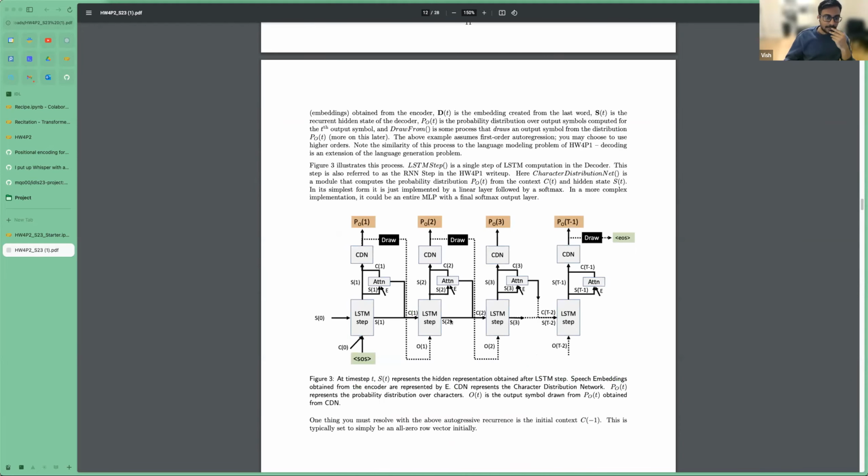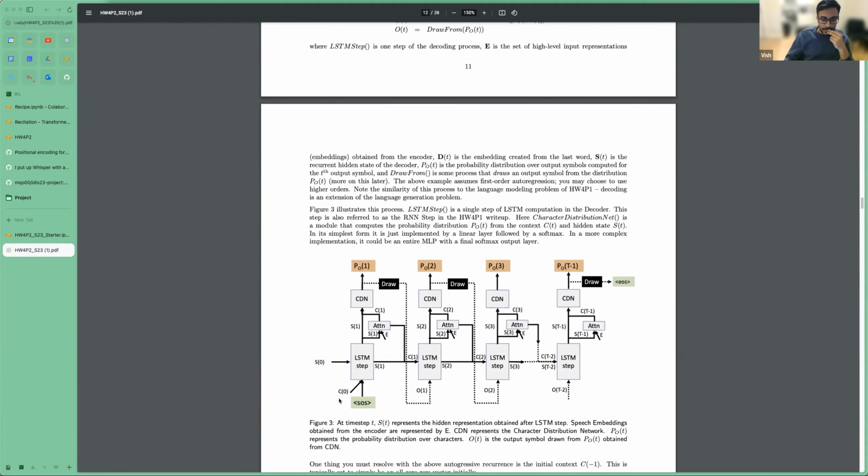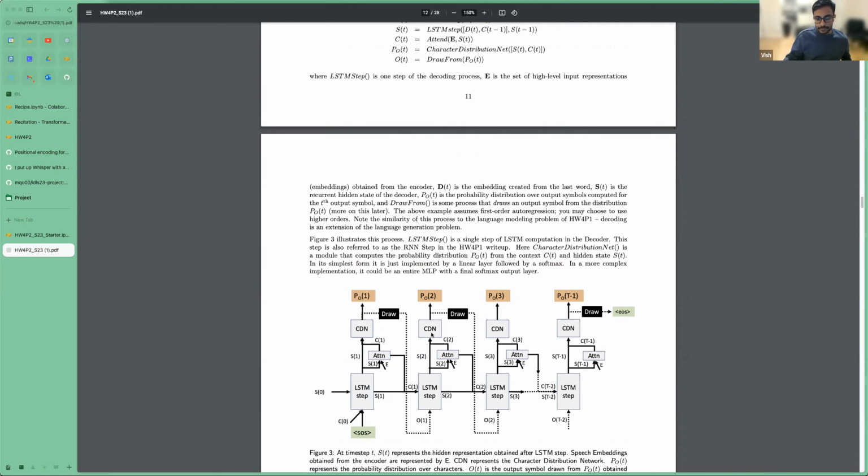Let me explain so that it makes a little bit more sense. At each time step, you're drawing from your probability distribution. You're drawing a specific token or character at that output time step, and then you're taking the embedding of that character and sending it to the input of the LSTM for the next time step, right?